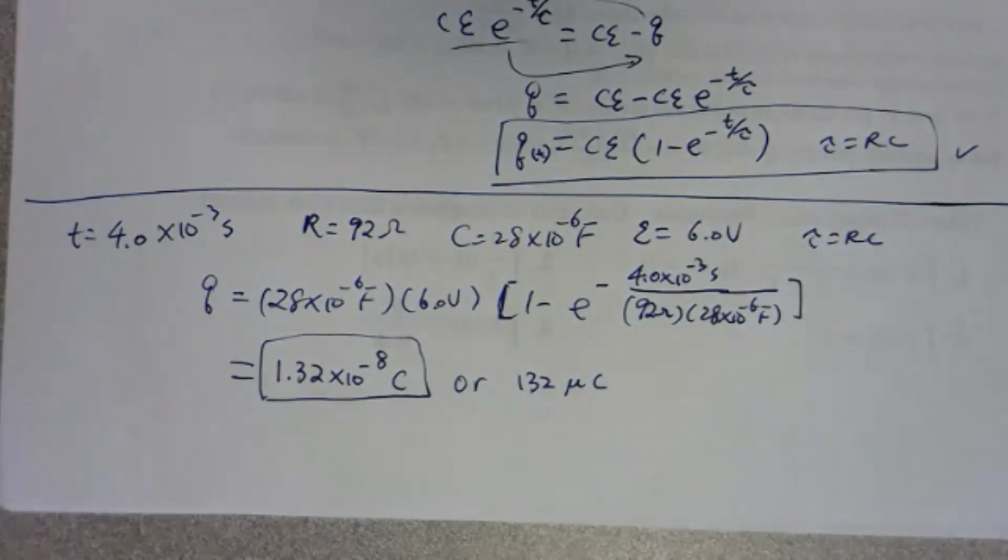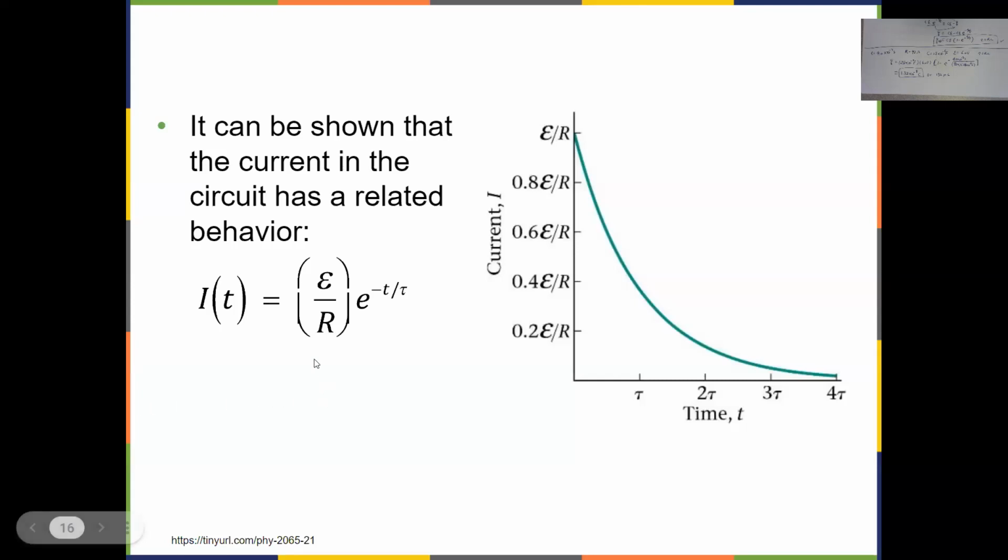So the current, if you look at the slide, should be epsilon over R times e to the minus t over tau. When t equals 0, this exponential is equal to 1, so the initial current is epsilon over R, and then it decays down. Again, up to 4 times our time constant, it's almost going to 0 in this case.